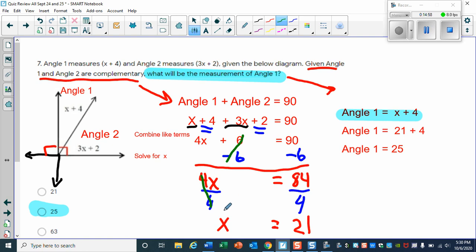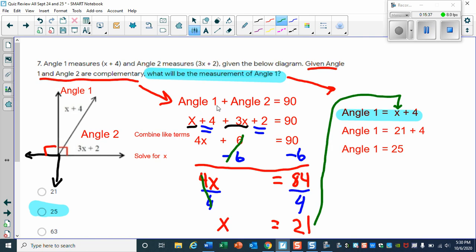Similar to problem 6, not finished. You have to substitute. x equals 21. That's going here. So x equals 21. Plug in 21 for x. 21 plus 4 is 25. This is your final answer, ladies and gentlemen. We wanted the measurement of angle 1. So the measurement of angle 1 is 25 degrees.